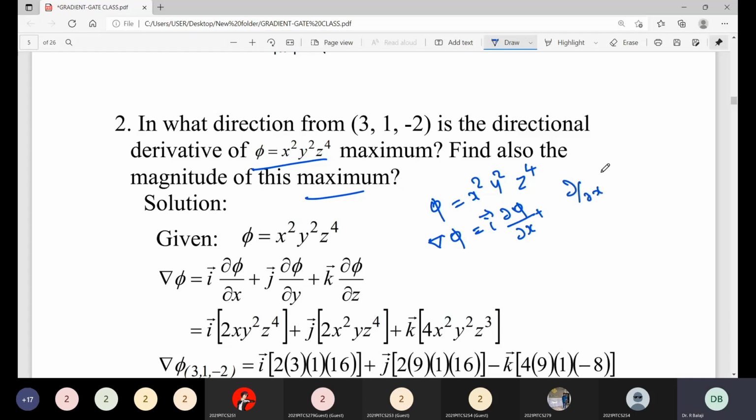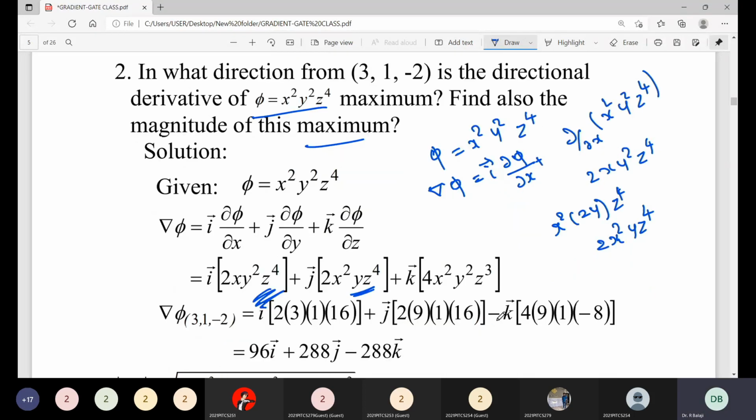Now, dou by dou x of x square y square z power 4, that is 2x y square z power 4. That is the answer here we are having. Then partially differentiating with respect to y, x square into 2y z power 4, which is 2x square y z power 4, that is here. Next, 4x square y square z power 3. Now, at the point 3 comma 1 comma minus 2, we are getting 96 i vector plus 288 j vector minus 288 k vector.